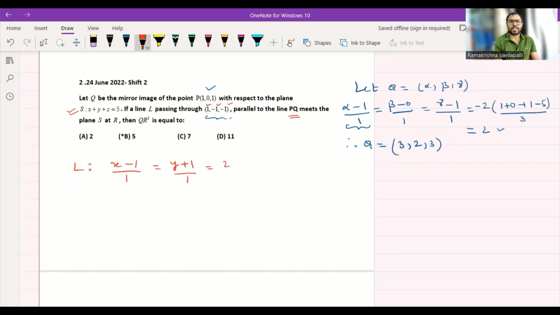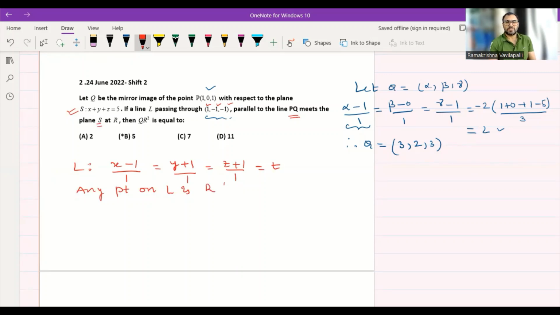That's equal to again (z plus 1) by 1. So this is the equation of line L. Now we need to find the point of intersection of this line L with the plane S. So assume this is equal to some t. Therefore any point on L meets the plane S at R.